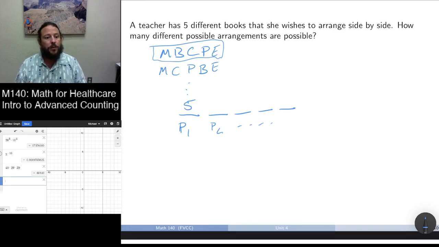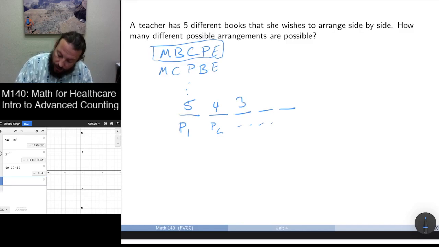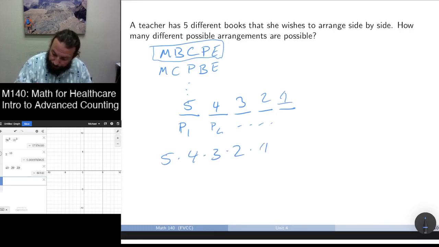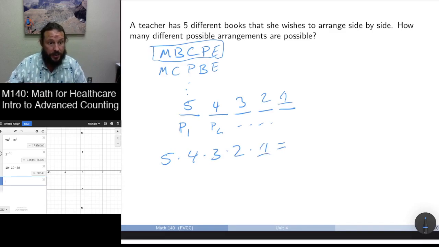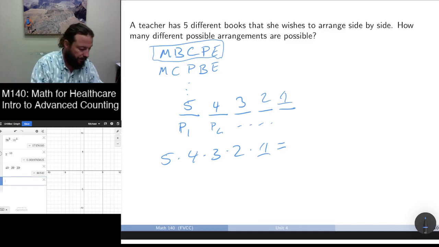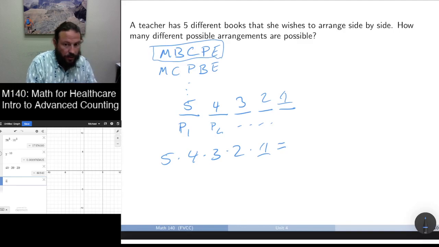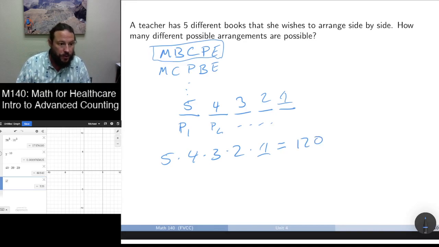The second position, well, now we have how many books? Well, we can't use the math book again. We only have 1 math book, right? So now we only have 4 possibilities. And then 3, and then 2, and then 1. And we multiply those all together, 5 times 4 times 3 times 2 times 1. Okay, and what does that give me? 20 times, I better do it in my calculator. Now, 120, okay?